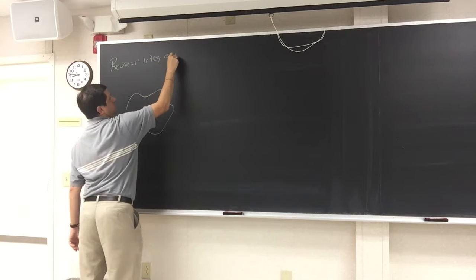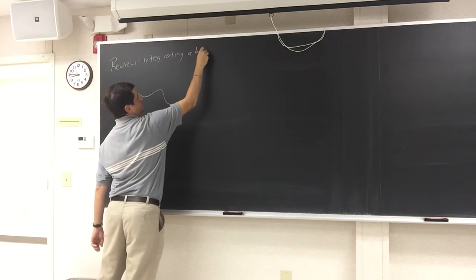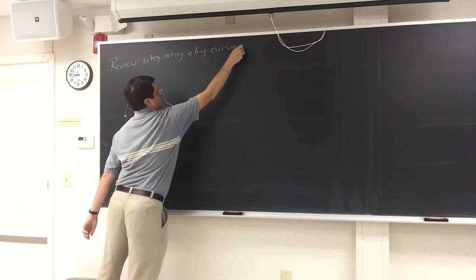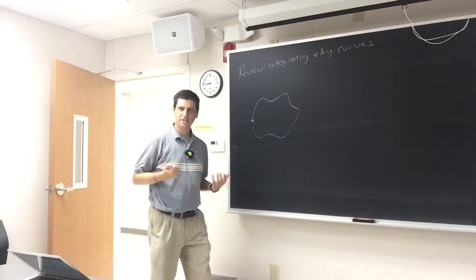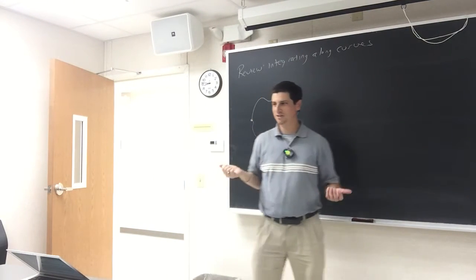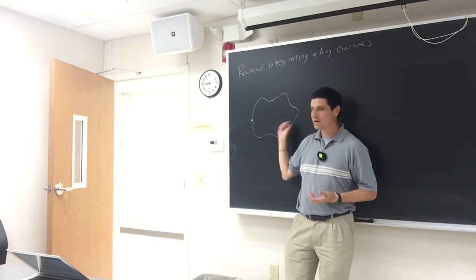So, review: integrating along curves. We will assume all curves are nice. They are shapes that would be reasonable to somebody in elementary school. So we have some kind of closed curve.